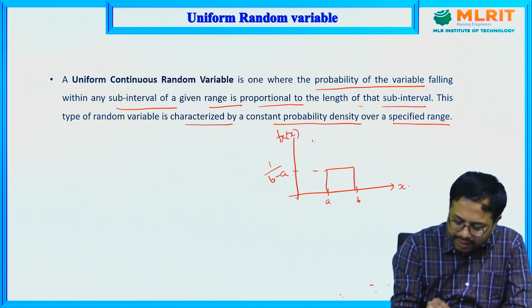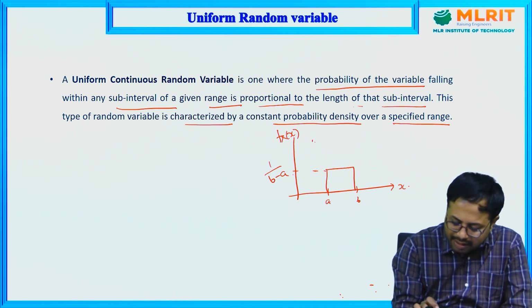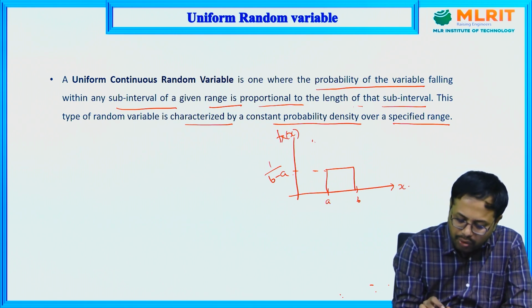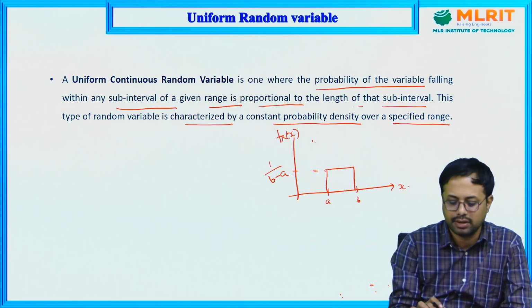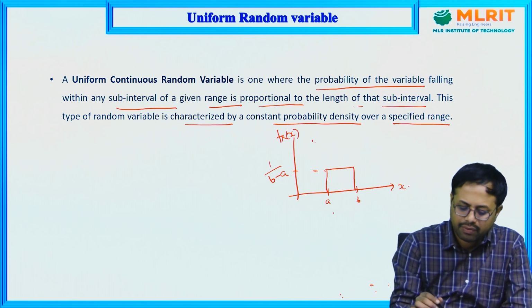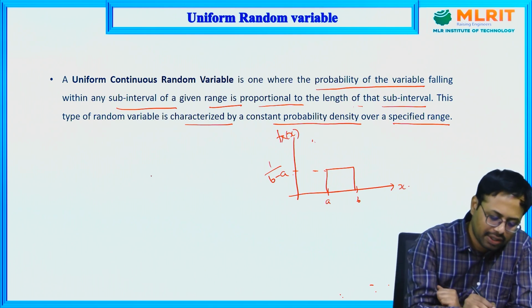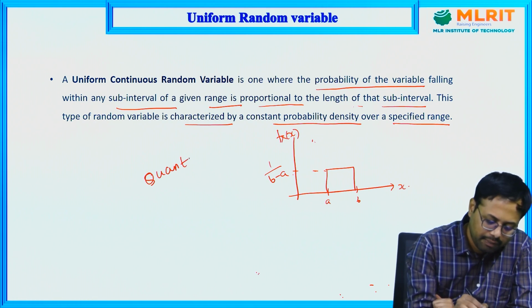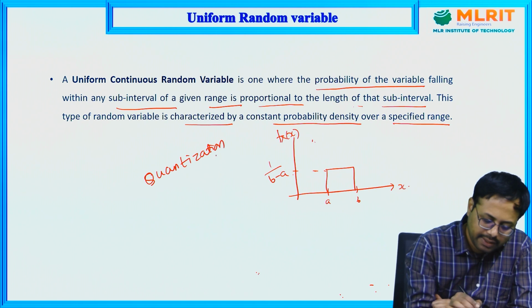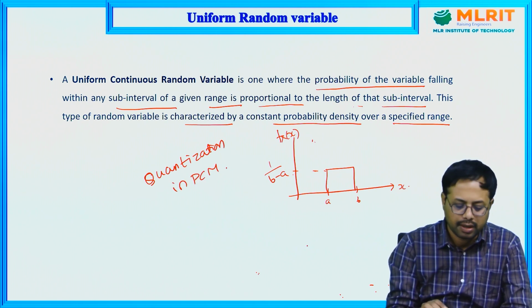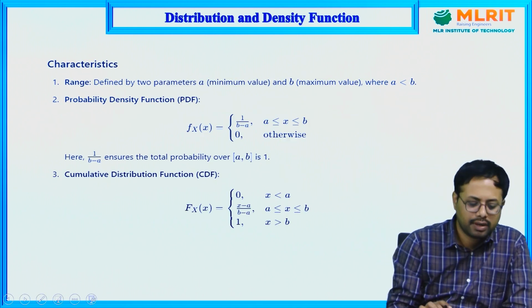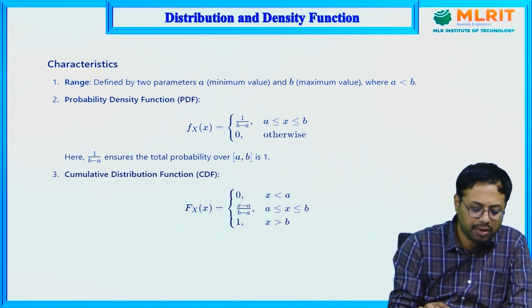Here, x is a random variable, and in some range A to B the probability density is constant. This is mostly used in applications such as quantization in PCM, which is one of the major applications of the uniform random variable. Now next, formulation: what are the distribution and density functions of the uniform random variable?